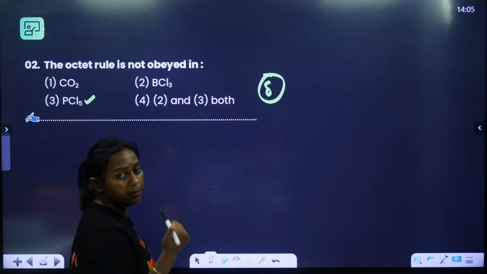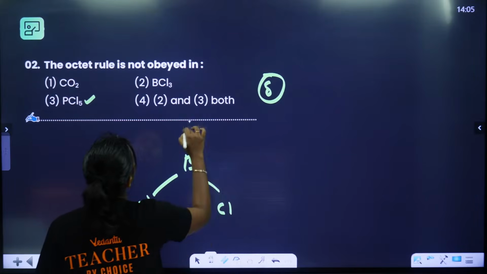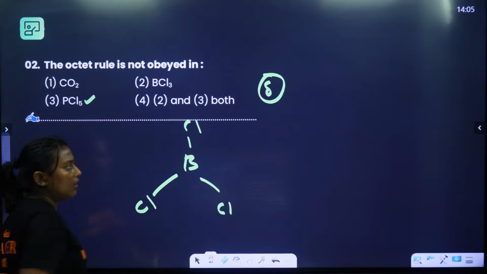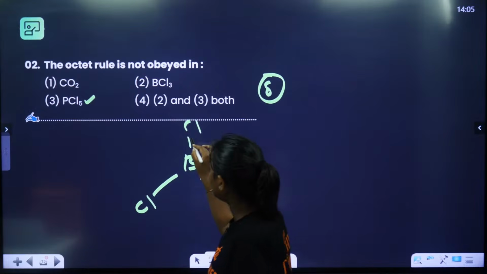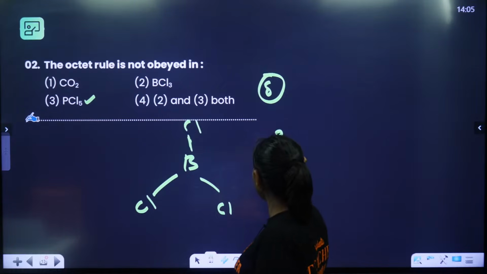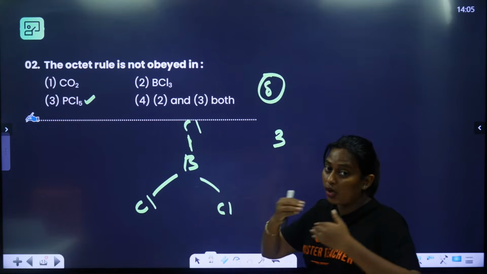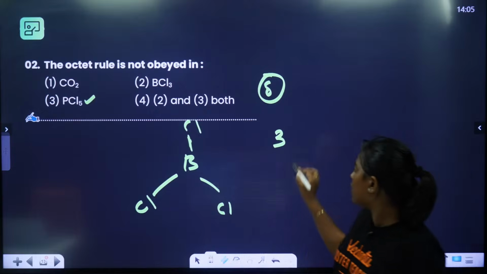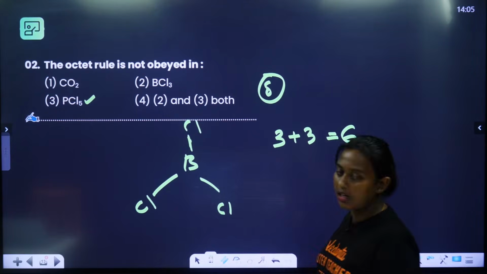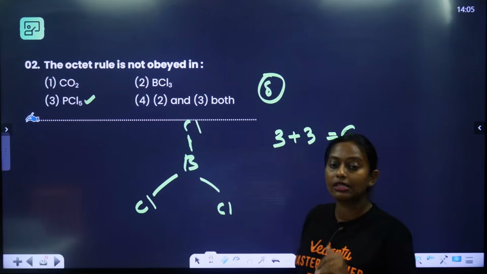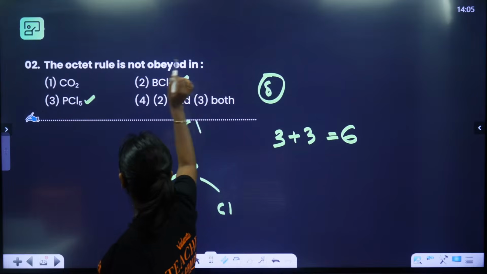Hydrogen, helium, lithium, beryllium, boron. Here boron contains 3 electrons in the outermost shell, and boron is bonded with 3 chlorines. So chlorine will give 1 electron each, that means 3 electrons from chlorine also. So total 6 electrons, which is less than 8. So it also does not obey the octet rule.